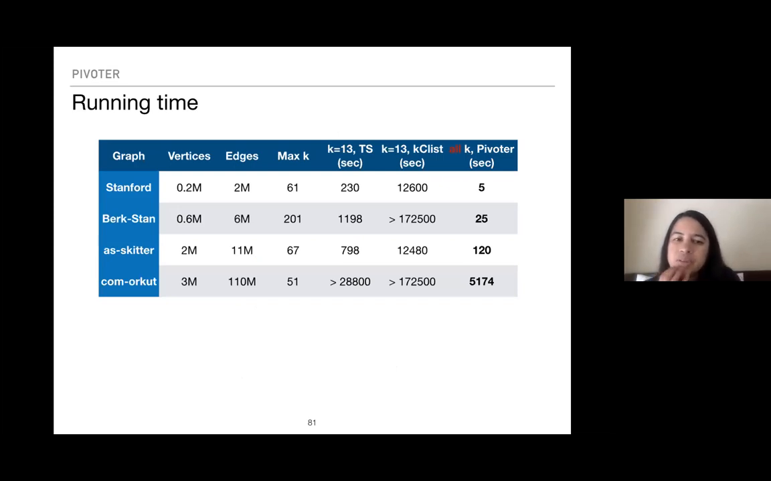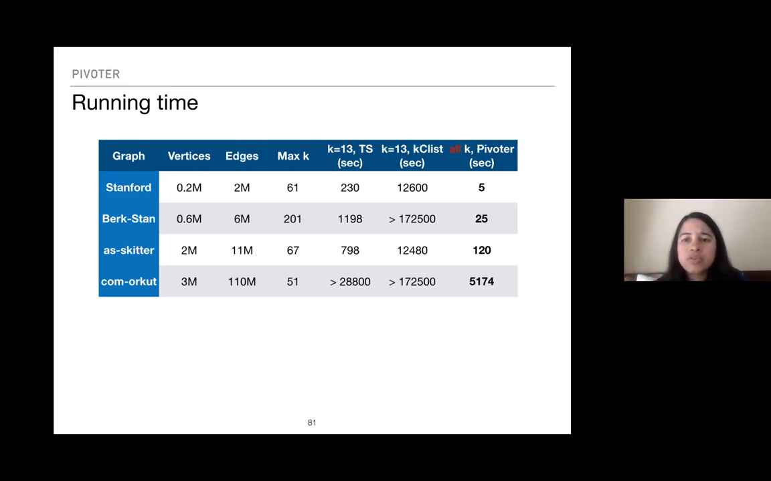In terms of the practical results, as I had mentioned, we compared with two of the algorithms. We compared with Turon Shadow and with KC-List, which again we had parallelized using 40 threads. We tried to count the number of 13 cliques for these 4 real-world graphs, and note that the max k is actually much larger than 13.